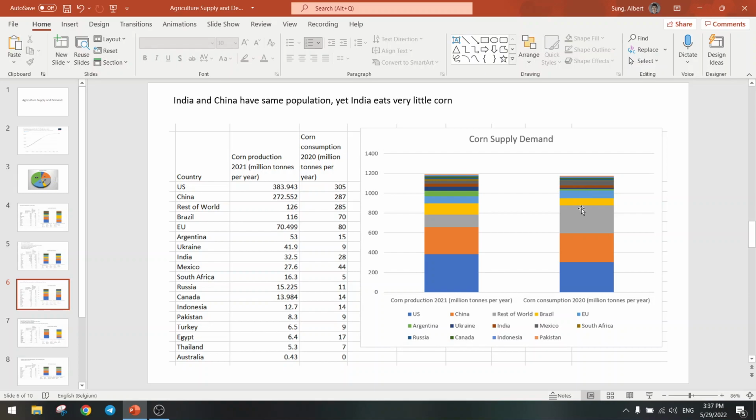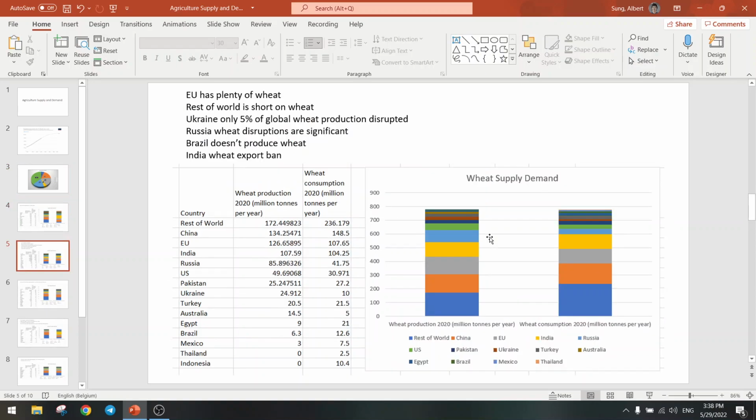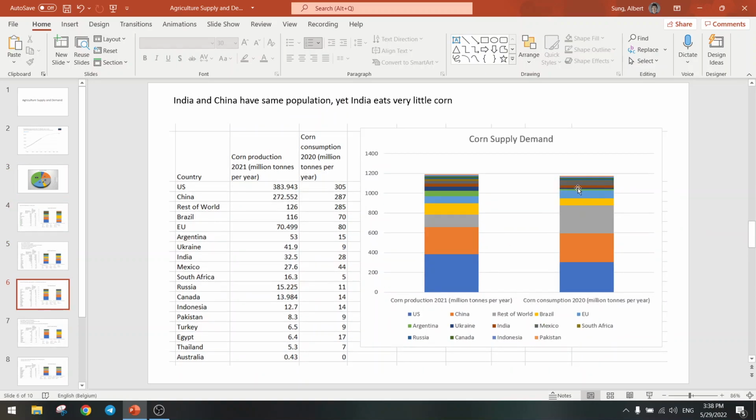Now, what's interesting on this chart is that India, India is this color, and it's just a tiny bit here. And that's interesting to know that India doesn't eat that much corn when you compare it to, for example, China. So this little bar and this orange bar. But we already know that India and China have the same population right now. So why is India eating less corn than China? So that's something that you need to keep in mind.